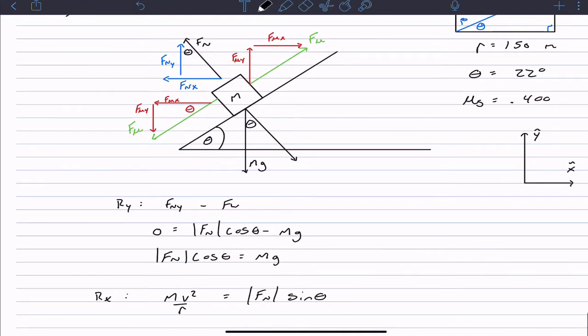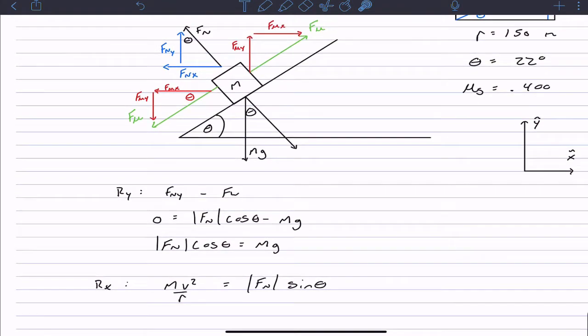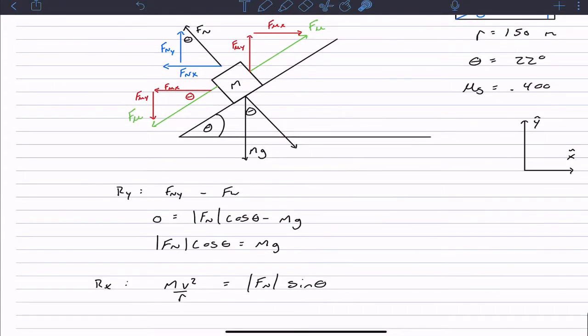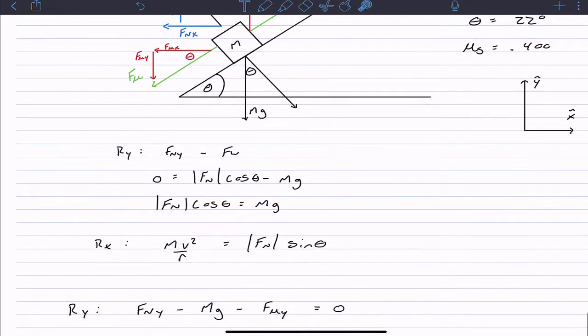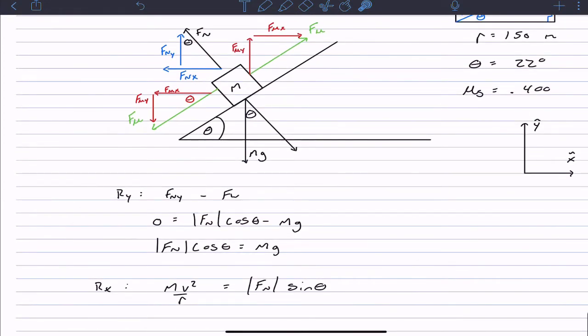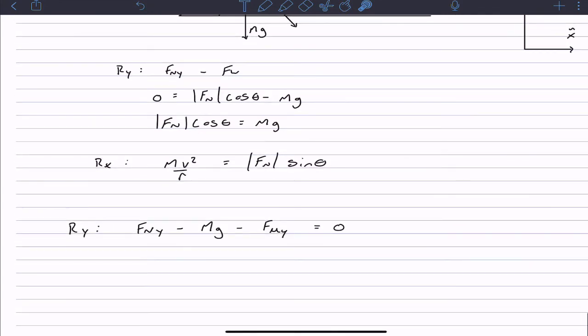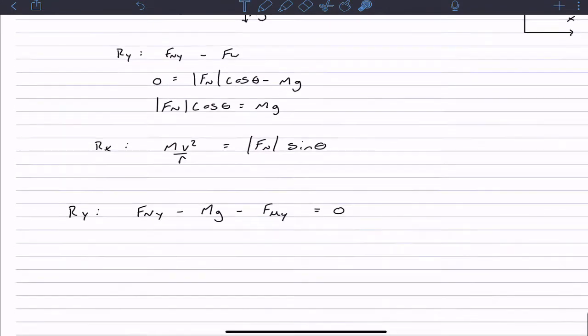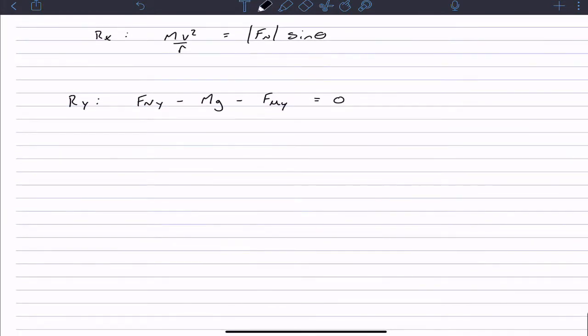Clarify that what I mean is I don't want this thing to actually slip. So we're looking for the minimum and maximum values that we can have before it starts to slip. So right now we're saying that it's not quite going up the bank yet. We're just approaching the threshold. So right now there is no motion in the y direction. We only have a net force in the x direction, which is the centripetal force. Okay, so here we go.